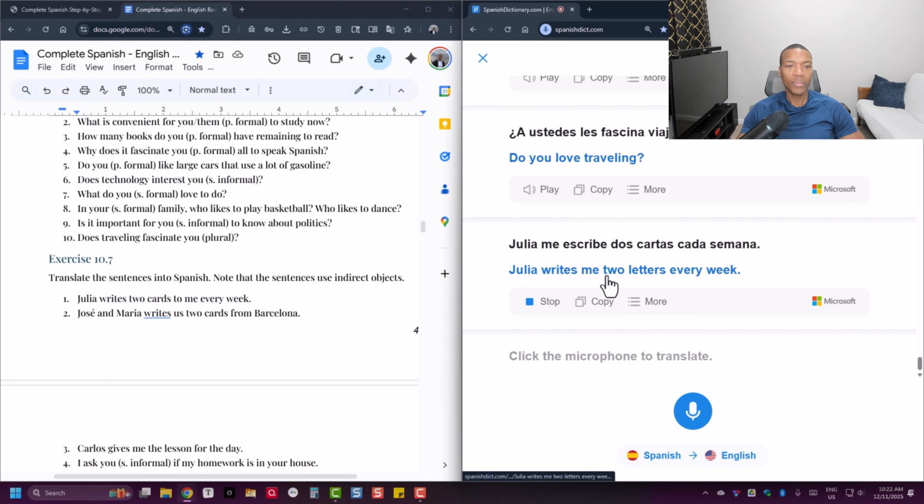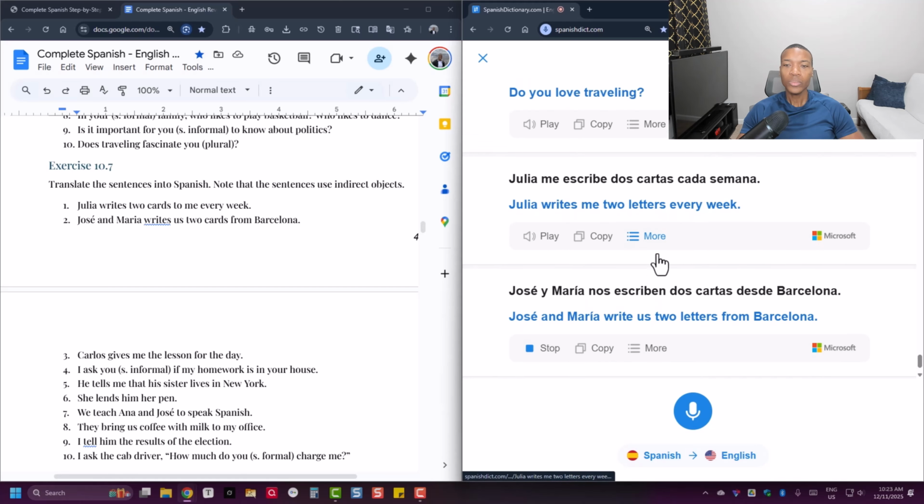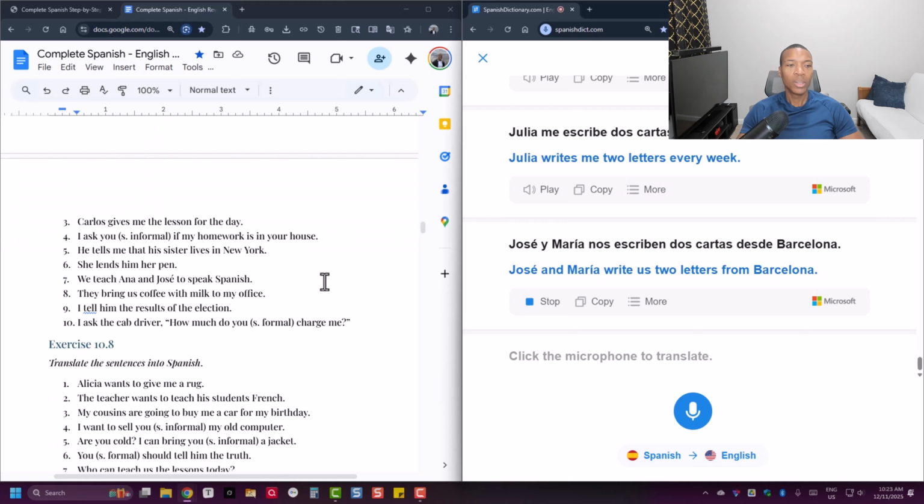Julia writes me two letters every week. Like I said, this took me forever to understand, and then I finally got it. It's like one day, I finally got it. José and María write us two letters from Barcelona. José y María nos escriben 2 cartas desde Barcelona.